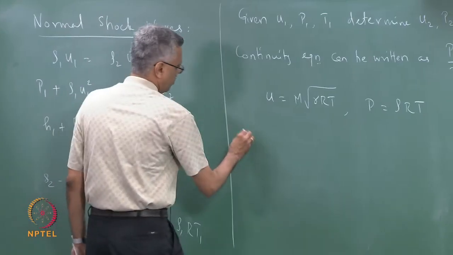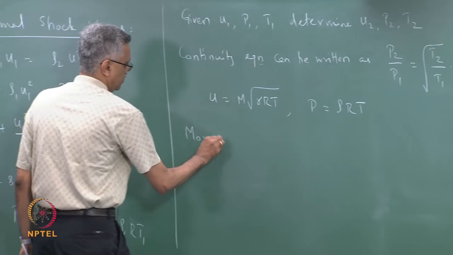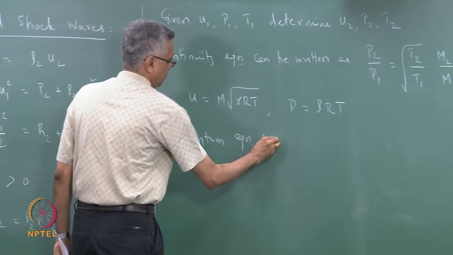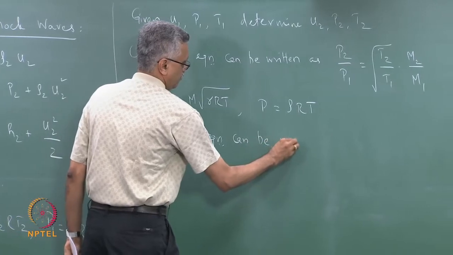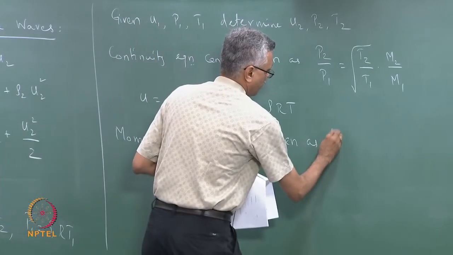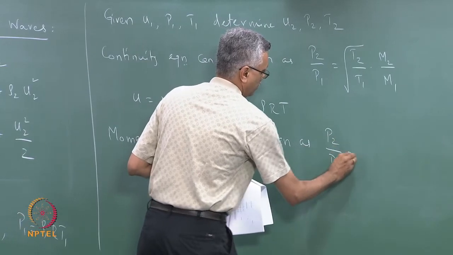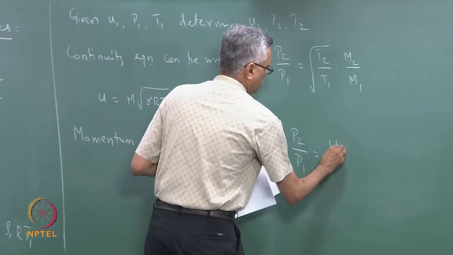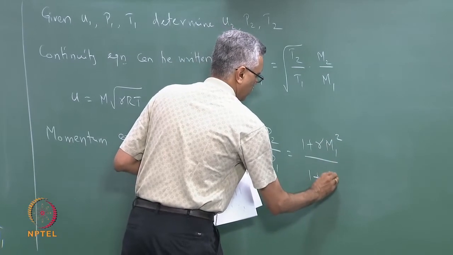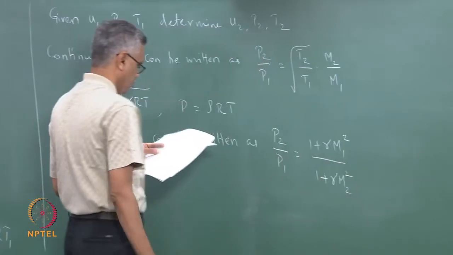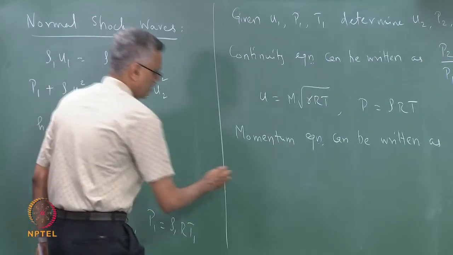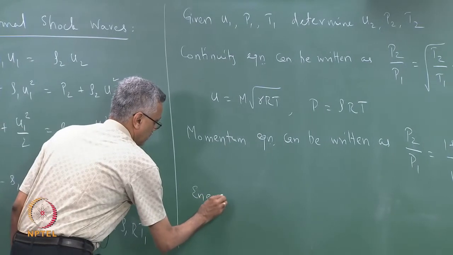Now the momentum equation can be written like this. P2 over P1 is equal to 1 plus gamma M1 square over 1 plus gamma M2 square. The energy equation can be simplified and written like this.